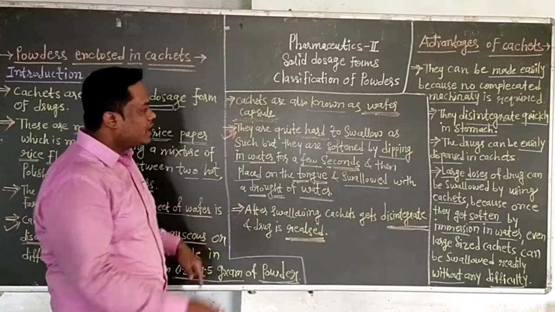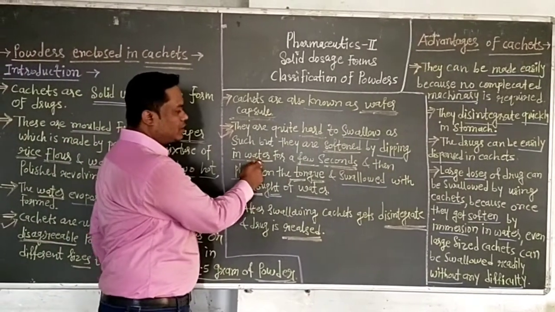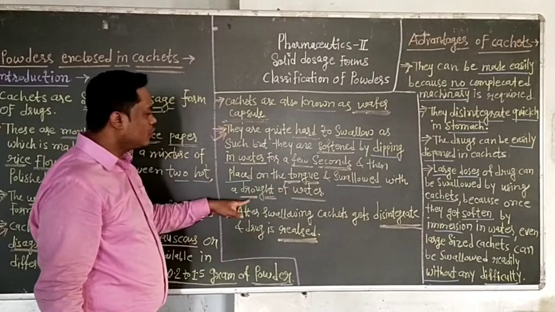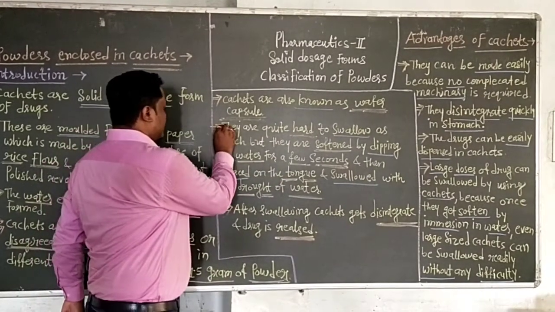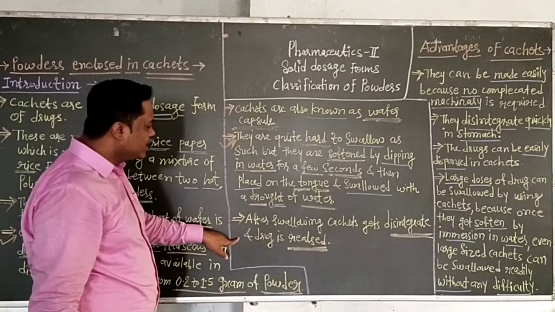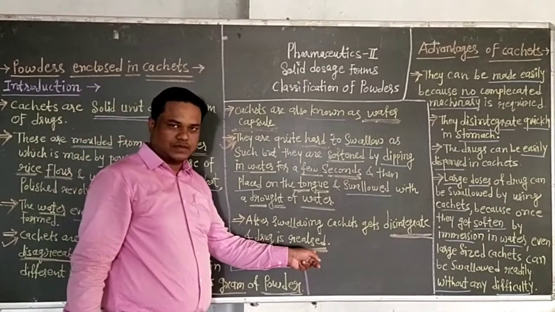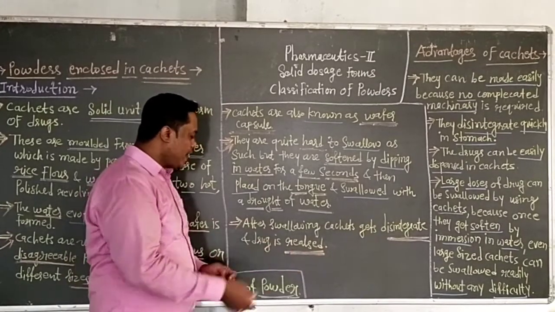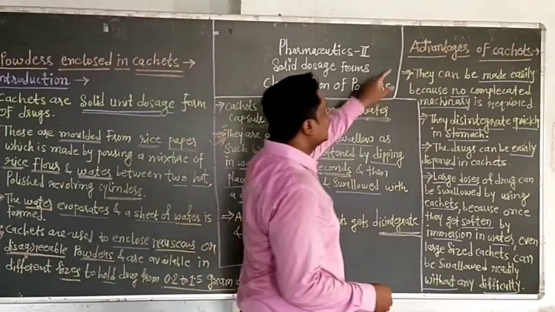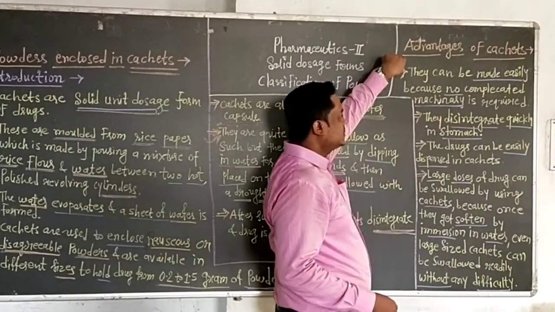Before swallowing, they are softened by dipping in water for a few seconds, then placed on the tongue and swallowed with a draught of water. This is the condition for cachets. Then after swallowing, the cachets disintegrate, the drug is released and the patient gets the action. This is the introduction of cachets. Then next we see the advantages of cachets.